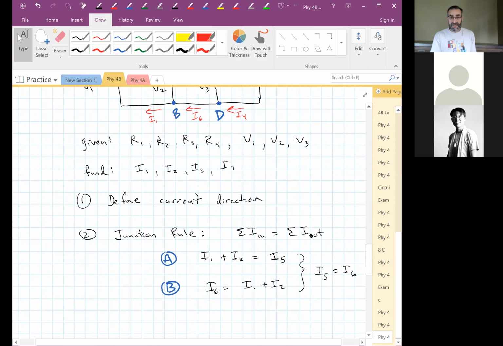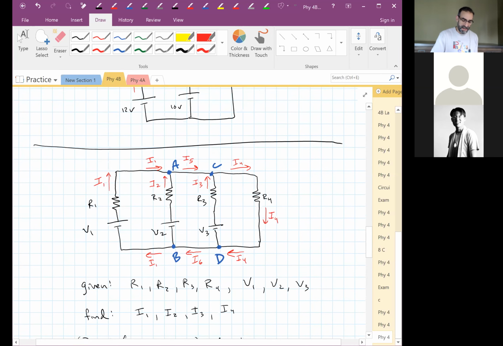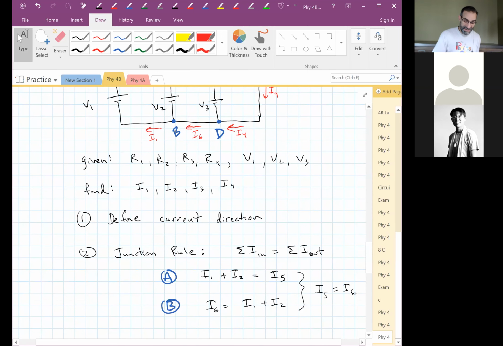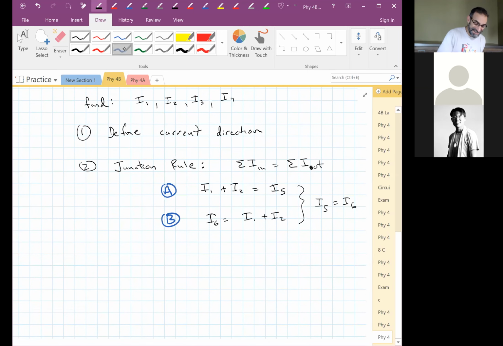Well, what does that mean about junction A and junction B? It means I got the same equation. I got no new information from junction B after doing junction A. So that doesn't help me. So this really is just one junction rule. The only thing it told me was that I5 and I6 were the same. So let's go do C and D. What do you think is going to happen when we do C and D? We're going to get the same equation, right? But it's going to be different from the one we got with A and B, hopefully.